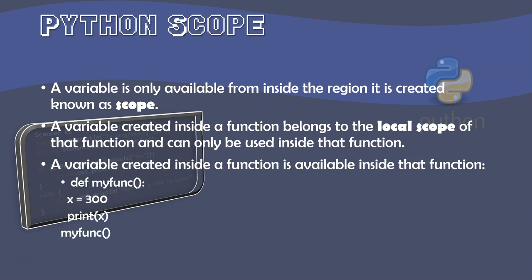A variable created inside of a function is available inside that function as shown here. So, for example, we have x equals 300. If I were to print x, it would print it out, but that x is only available inside this function. If I were to put x outside of here just by itself, it would throw an error because it is no longer inside the scope. It's beyond the local scope of that variable. The same thing would happen in Java or other languages if we had tried to use a local variable in that manner.